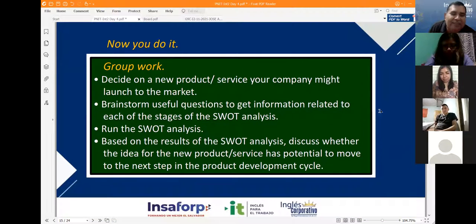Now we're going to get to the activity. You're going to choose a product, decide on a product. This is now you do it. Decide on a new product or service your company might launch to the market. Brainstorm useful questions to get information related to each of the stages of the SWOT analysis. Run the SWOT analysis. Based on the results of the SWOT analysis, discuss whether the idea for the new product or service has potential to move to the next step in the product development cycle.